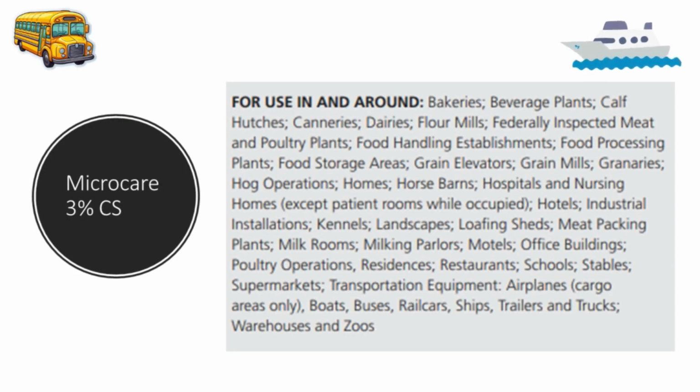Microcare 3% CS is for use in and around bakeries, beverage plants, calf hutches, canneries, dairies, flour mills, federally inspected meat and poultry plants, food handling establishments, food processing plants, food storage areas, grain elevators, grain mills, granaries, hog operations, homes, horse barns, hospitals and nursing homes, except patient rooms while occupied, hotels, industrial installations, kennels, landscapes, loafing sheds, meat packing plants, milk rooms, milking parlors, motels, office buildings, poultry operations, residences, restaurants, schools, stables, supermarkets, transportation equipment, airplanes, cargo areas only, boats, buses, rail cars, ships, trailers and trucks, warehouses and zoos.